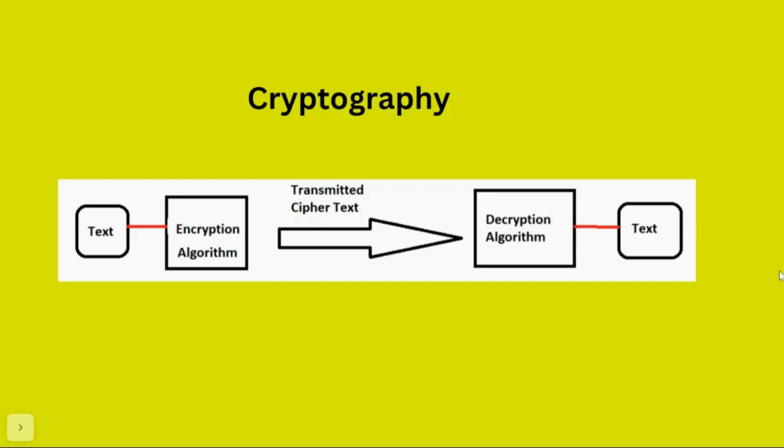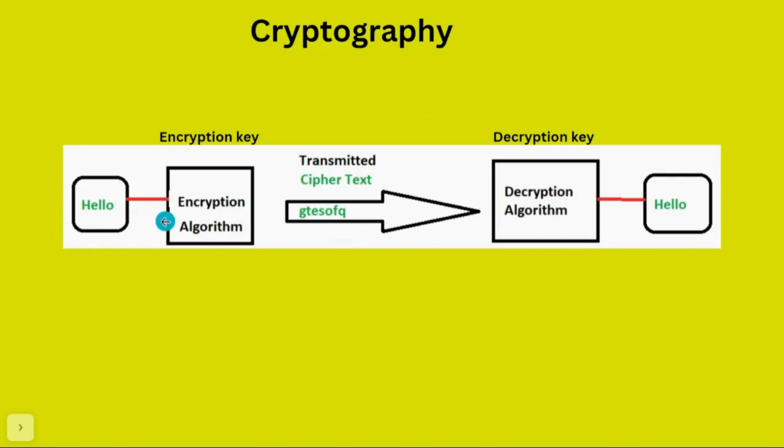So, at the sender's side, the text will be given as an input to the encryption algorithm, and this encryption algorithm converts this text into the cipher text, and at the receiver's end the decryption algorithm receives the cipher text, then it converts this cipher text into the normal text so that the person at the receiver's end can access the information.